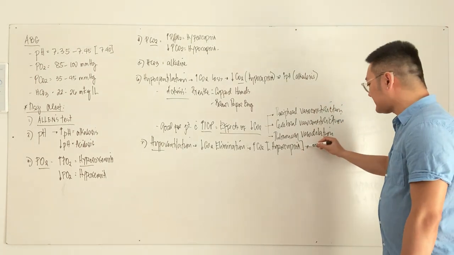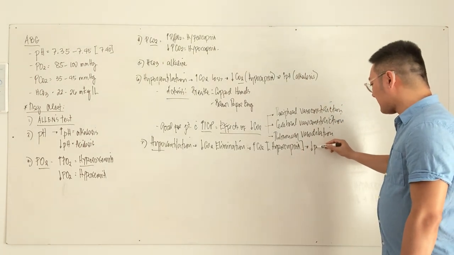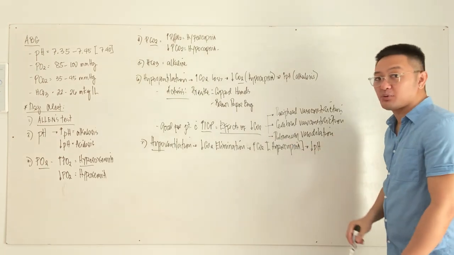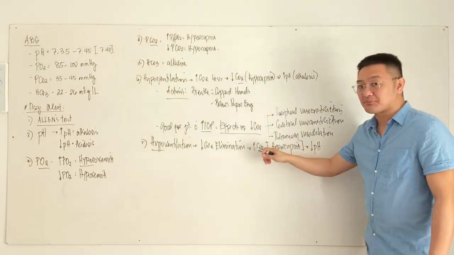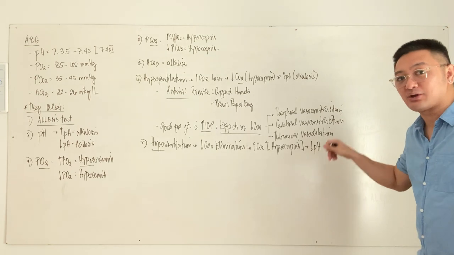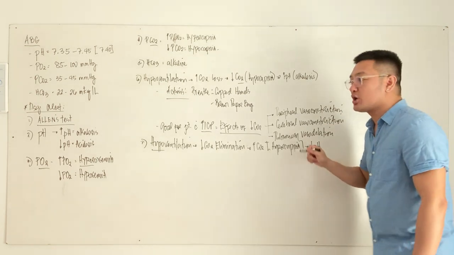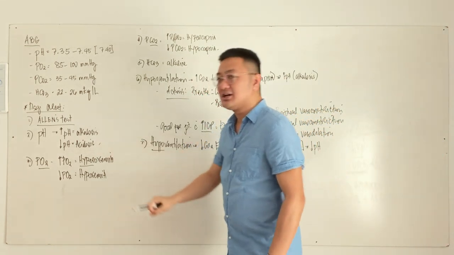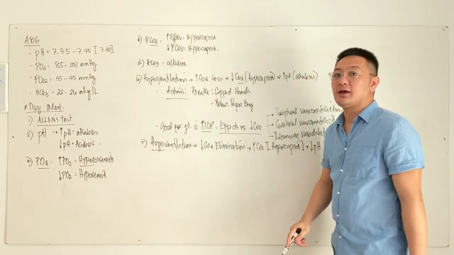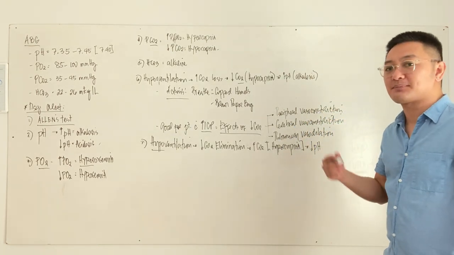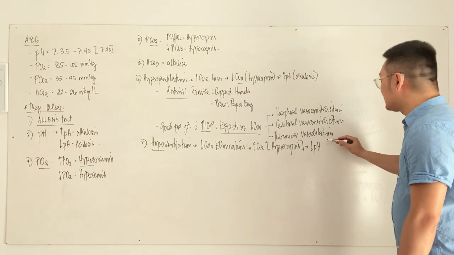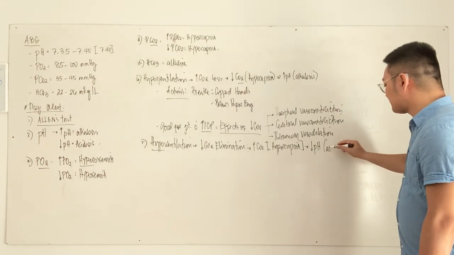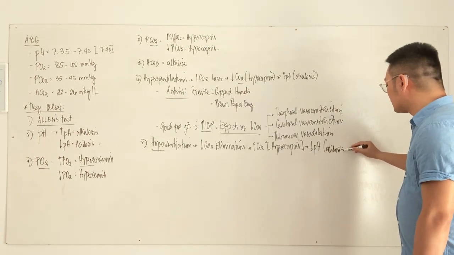So what will happen to your pH? The pH, I said, they are both, okay, inversely proportional. An increase in the carbon dioxide will decrease the pH. And what did I tell you about decreased pH? We call that acidosis. So that is why when you hypoventilate, patient will end up having respiratory acidosis. So this will result to respiratory acidosis.